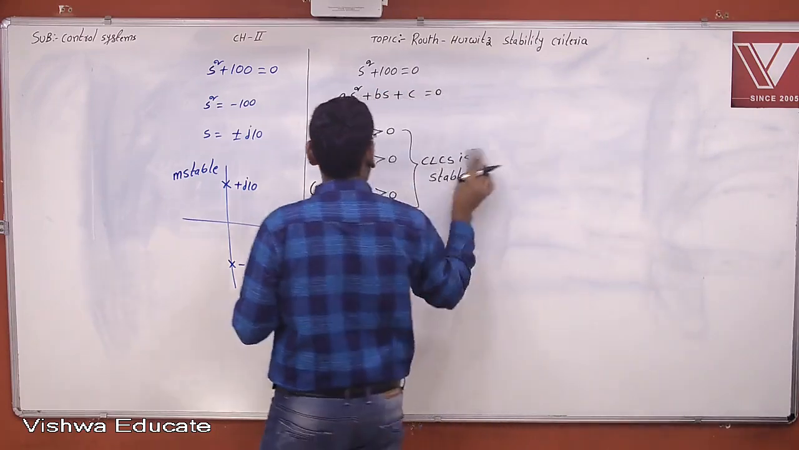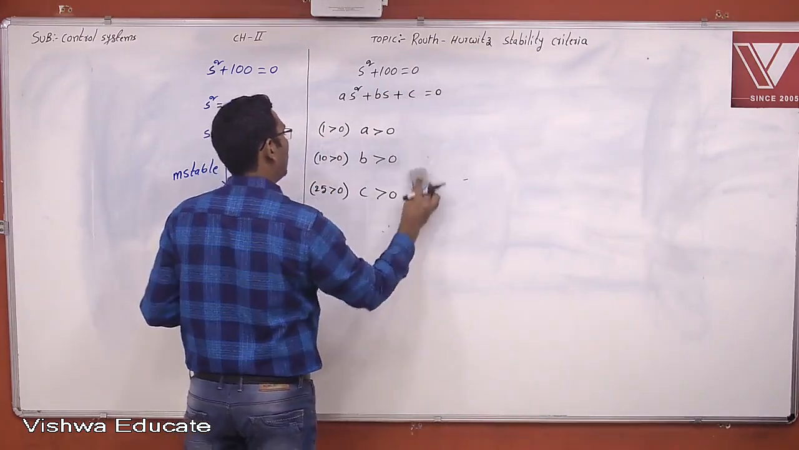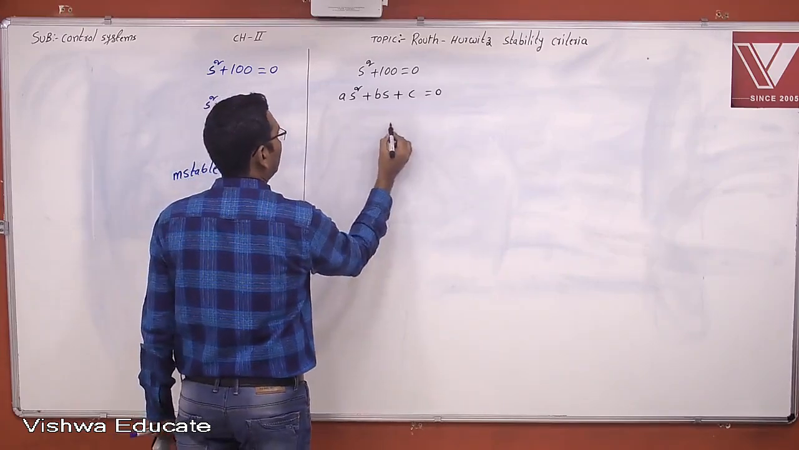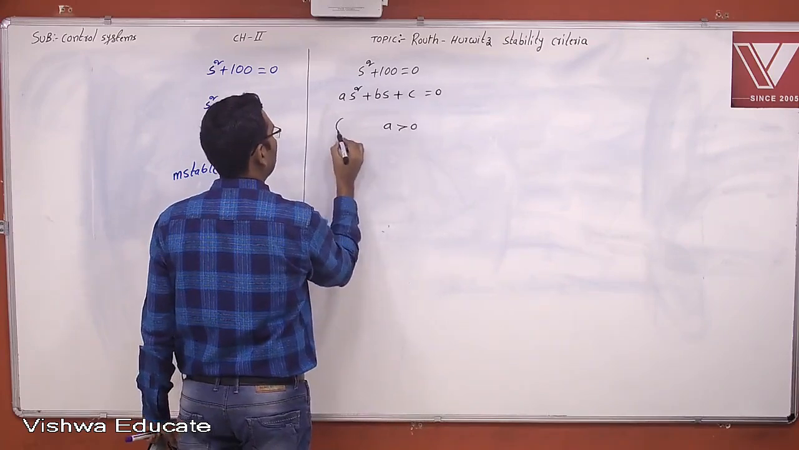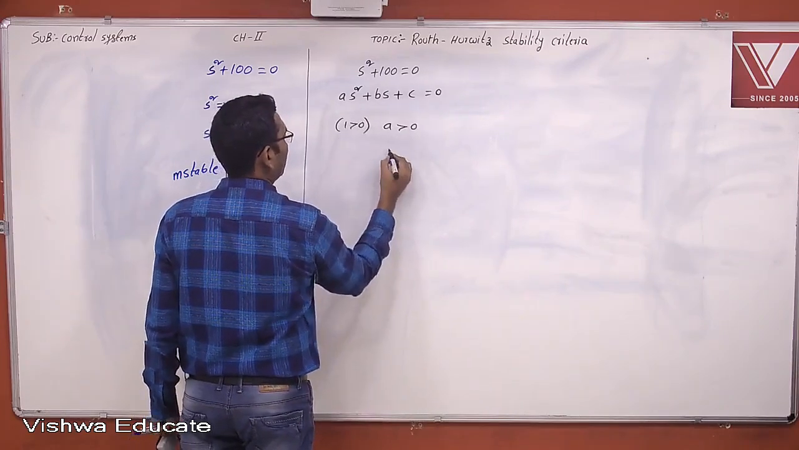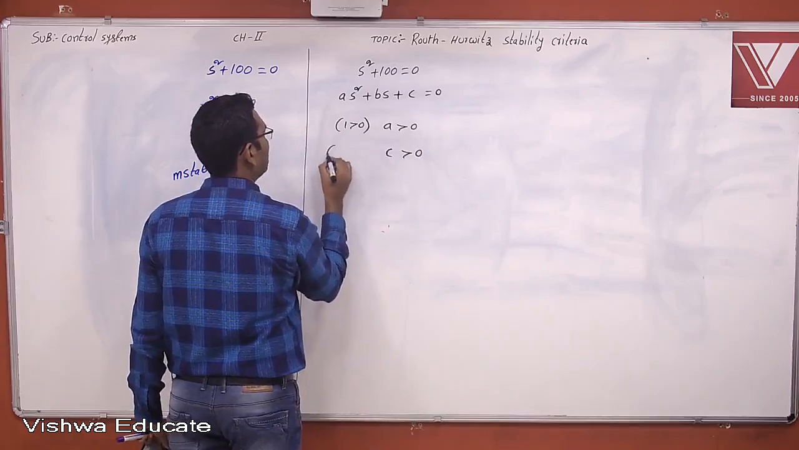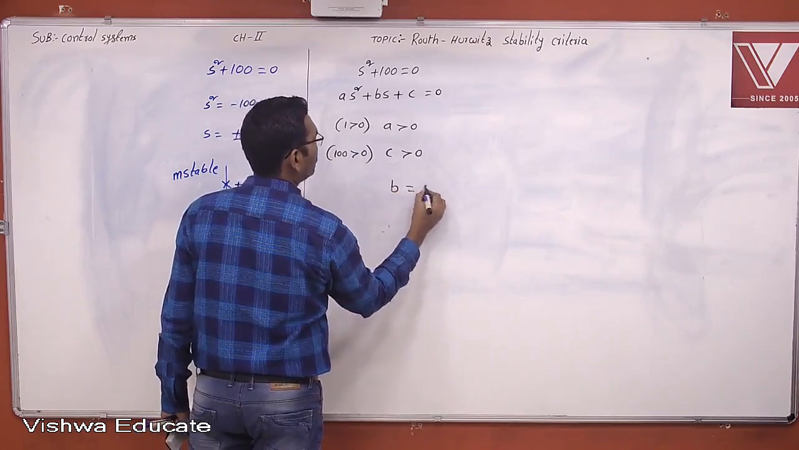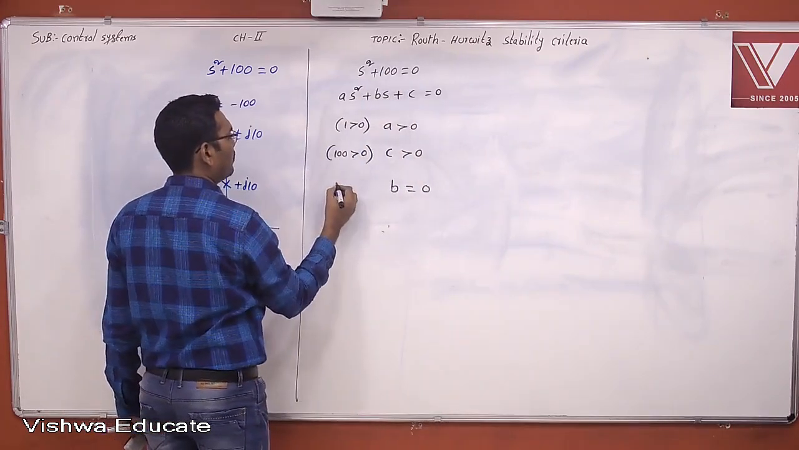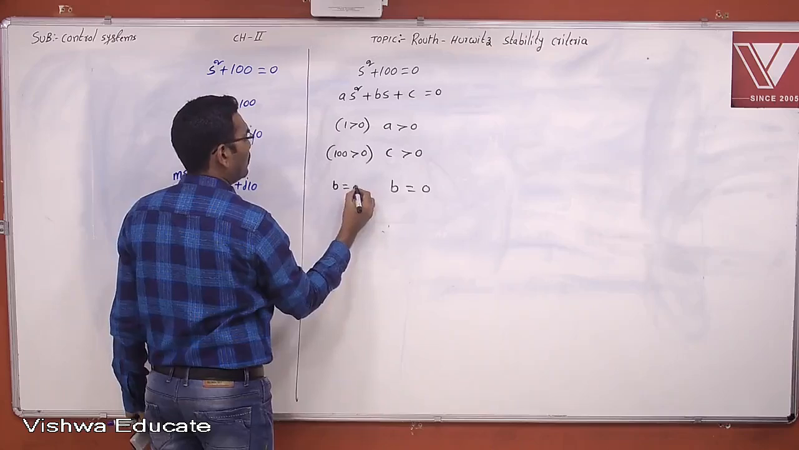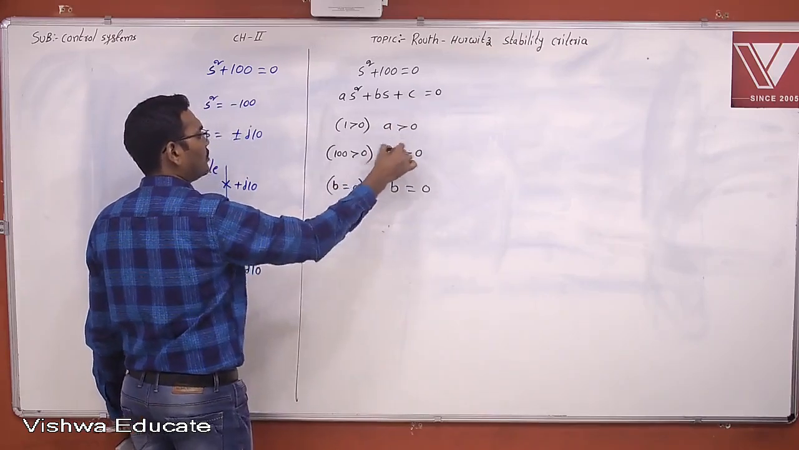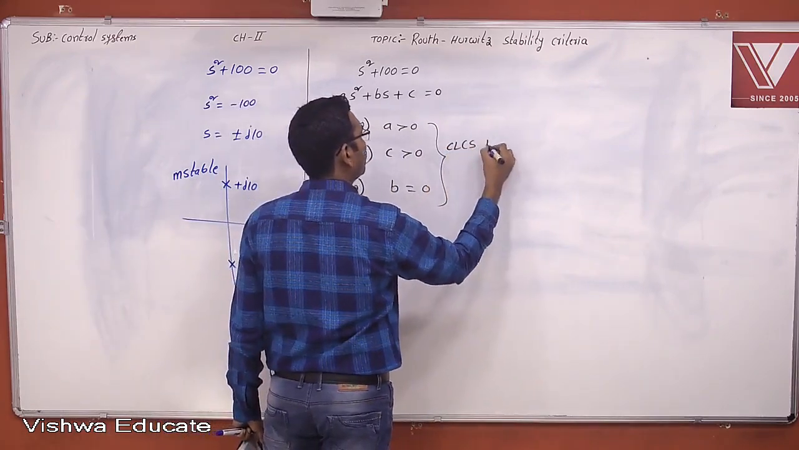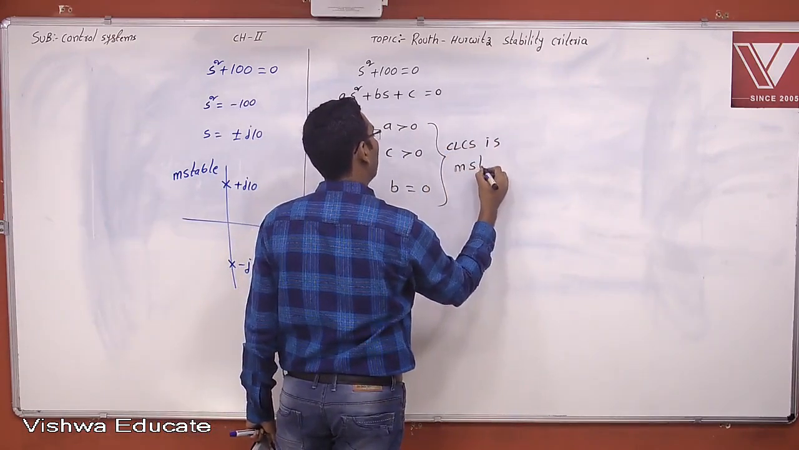Now if this is the characteristic equation of order 2, if A is greater than 0, yes, correct. What is A? 1 is greater than 0, matching. If C is greater than 0, yes, what is C? C is 100, greater than 0. If B is equal to 0, there is no S term. Therefore, here B equal to 0. If A is greater than 0, C is greater than 0, and B equal to 0, then the closed loop control system is marginally stable for order 2.